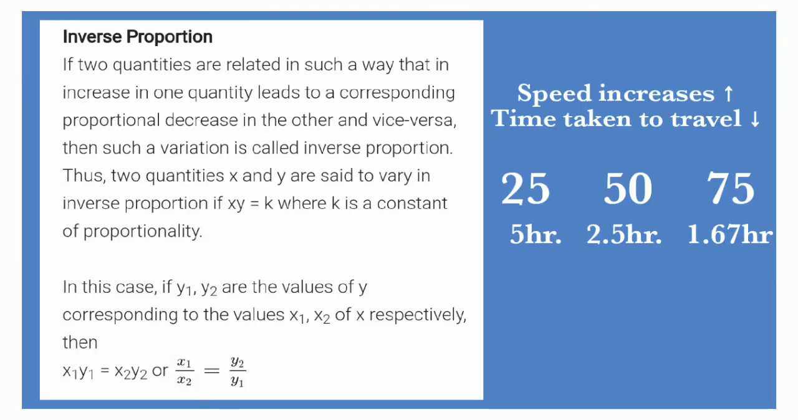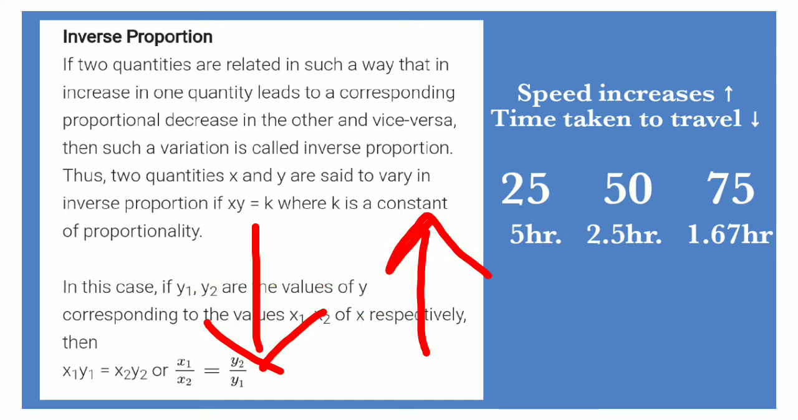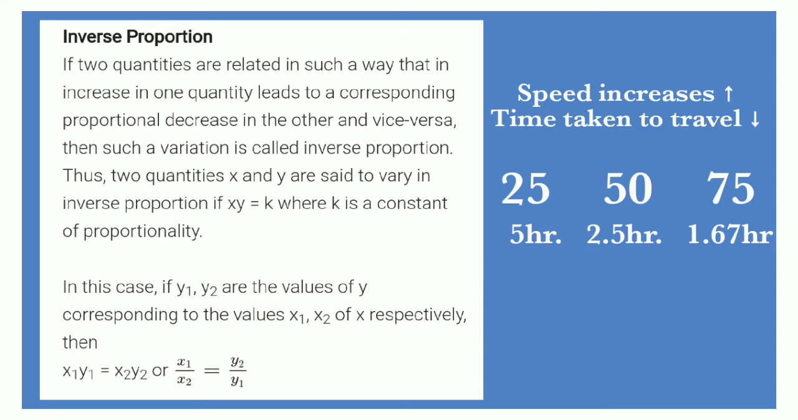The next one, inverse proportion or inverse variation. Here, very simply we can say one quantity is increasing, the second quantity is decreasing. The same way, the second case is one quantity is decreasing, the second quantity is increasing. So this type of variation is called inverse proportion, and also we have a condition.